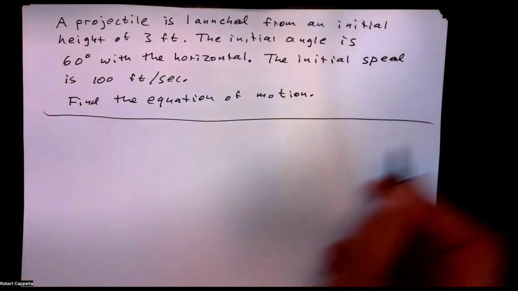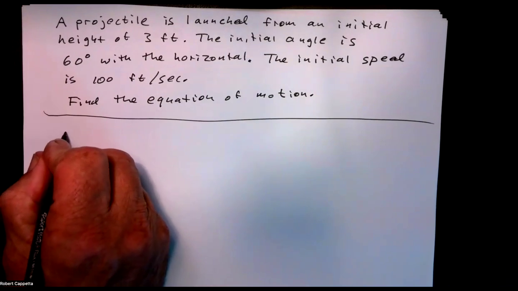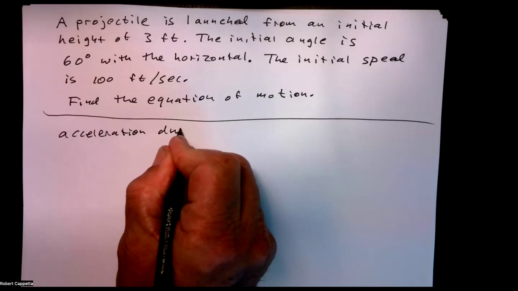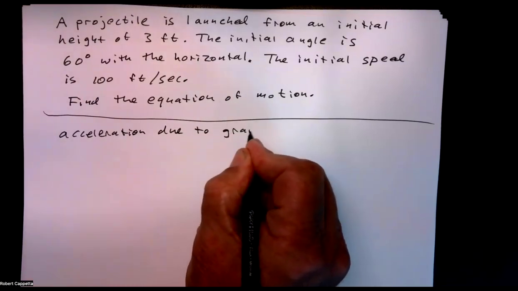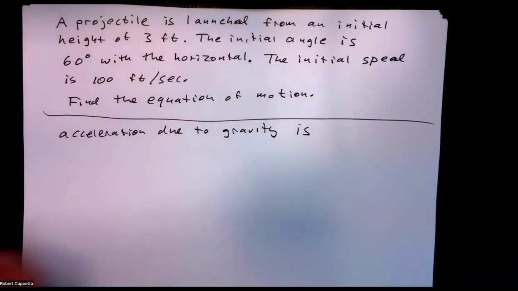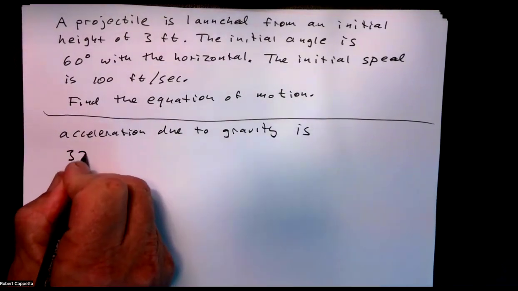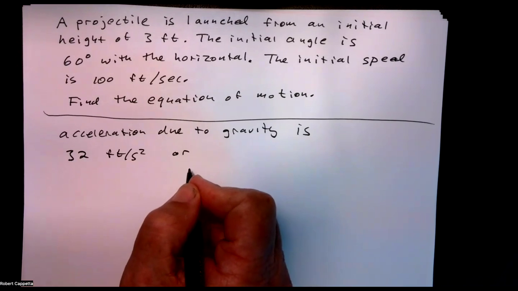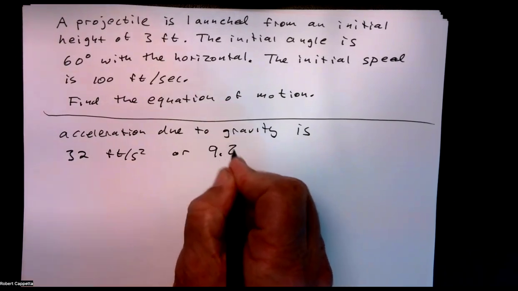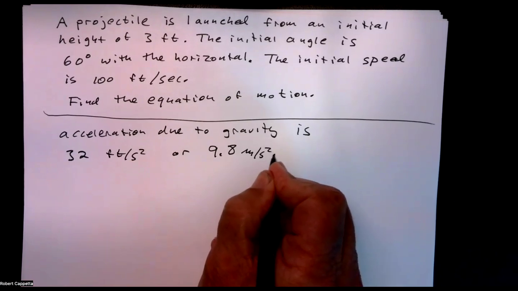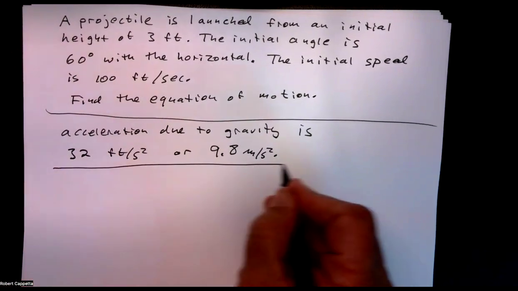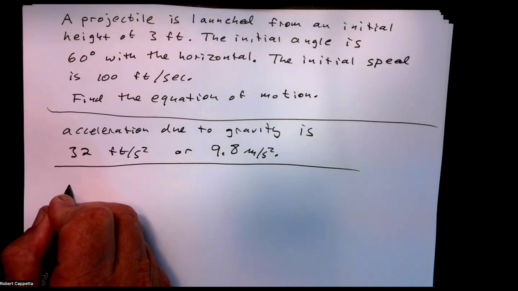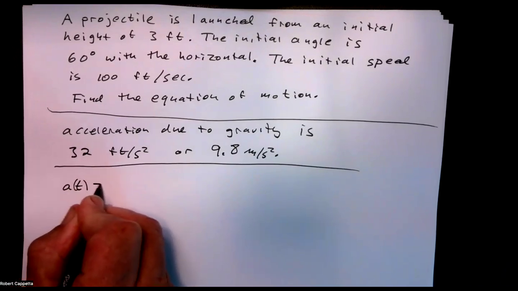Well, one thing that we know, the acceleration due to gravitation on Earth at sea level is 32 feet per second squared, or 9.8 meters per second squared. So we're working in British units here. So we're going to focus on the 32 feet per second squared, but that's in the downward direction. So the acceleration is all in the y direction.